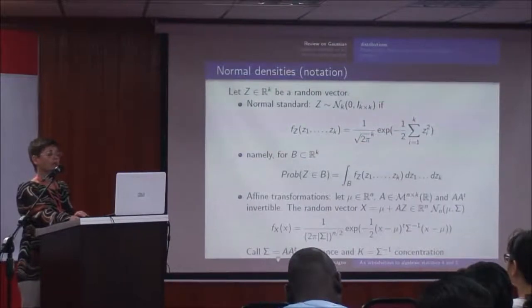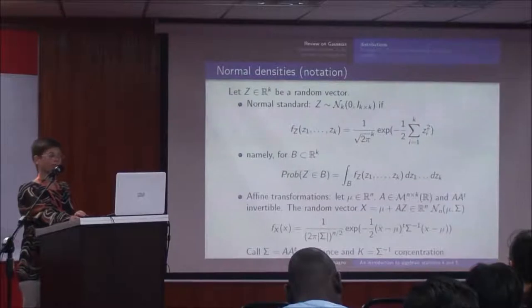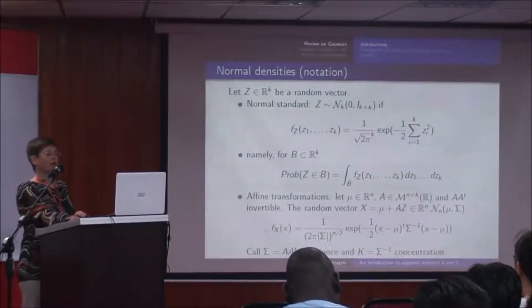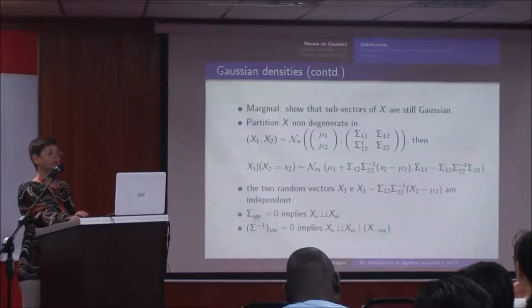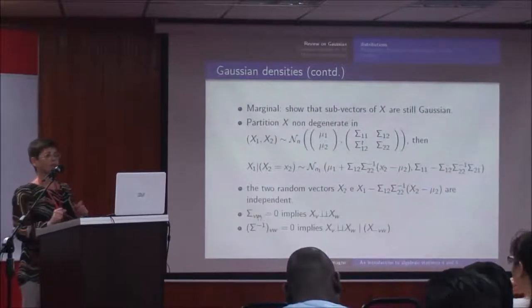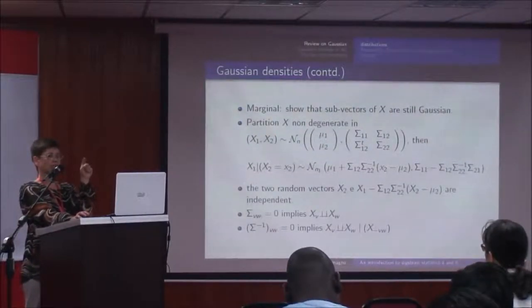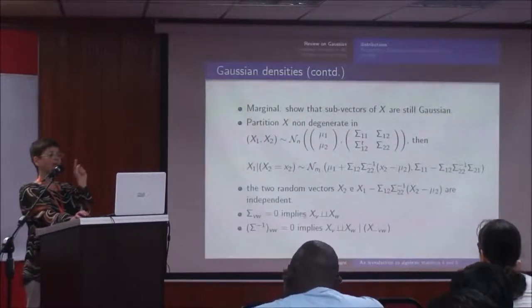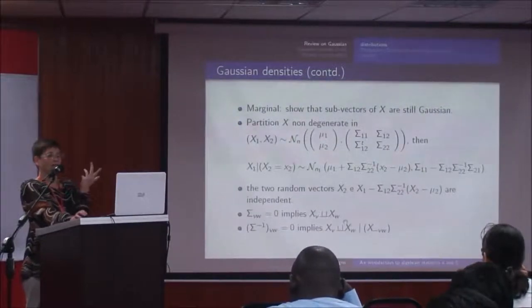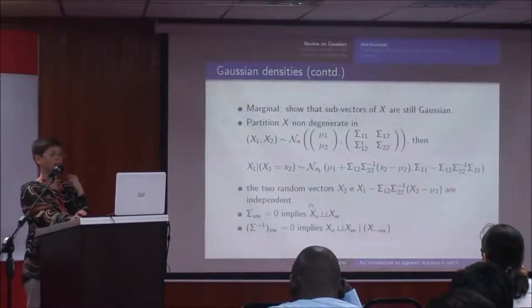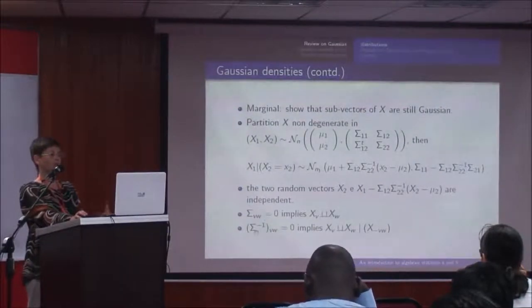Now, remember this, because this is what we are going to work on later on. Sigma, A A transpose, is the covariance; K equals sigma to the minus 1 is called the concentration matrix. Having a zero in sigma means that the two components whose indices correspond to that zero in the matrix are independent among themselves. And this is a quite important modeling tool. Having a zero in the concentration matrix implies conditional independence of these two components given all the others. And it's this thing that will allow us to transform a Gaussian density into a polynomial.